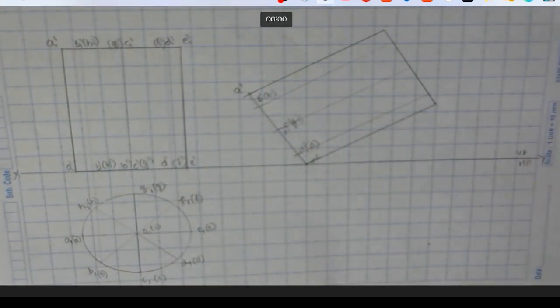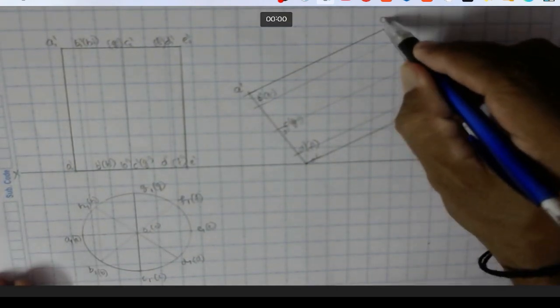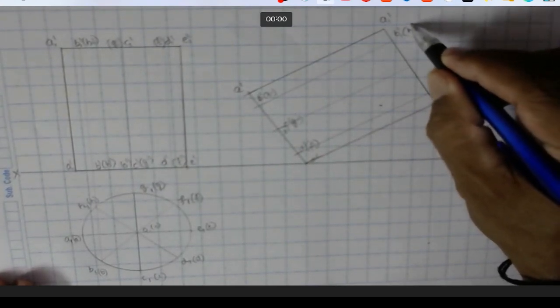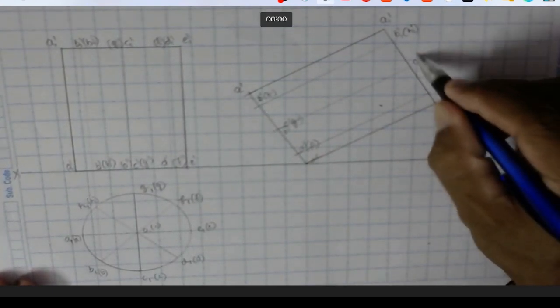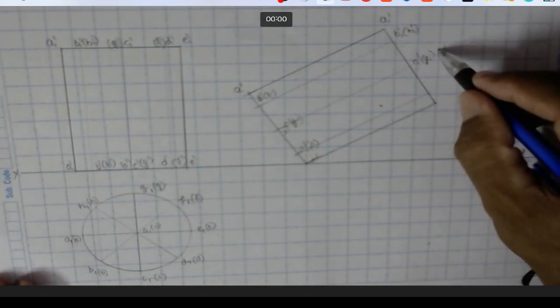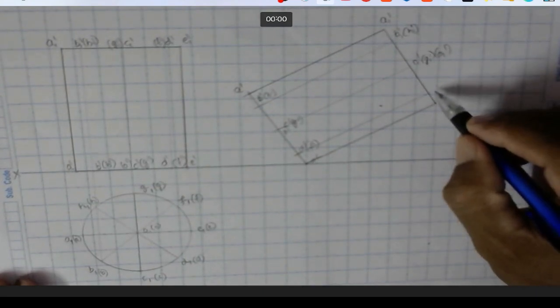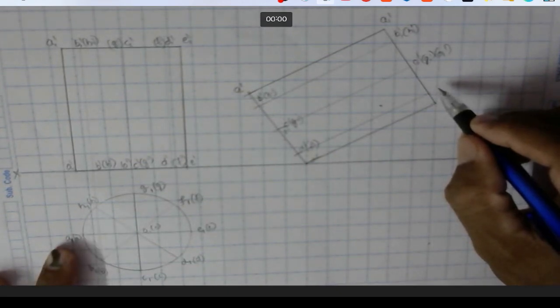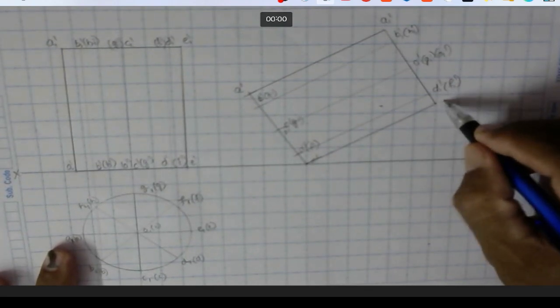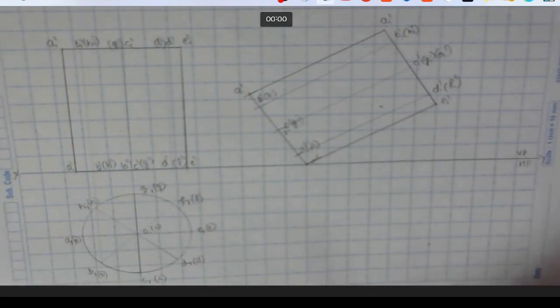Now let us mark all top surface points. It is A1 dash, B1 dash, H1 dash, C1 dash, G1 dash. We go for O1 dash here of axis. So here it is what? D1 dash, F1 dash. So here it is E1 dash. I'm not getting it okay, I have to try.